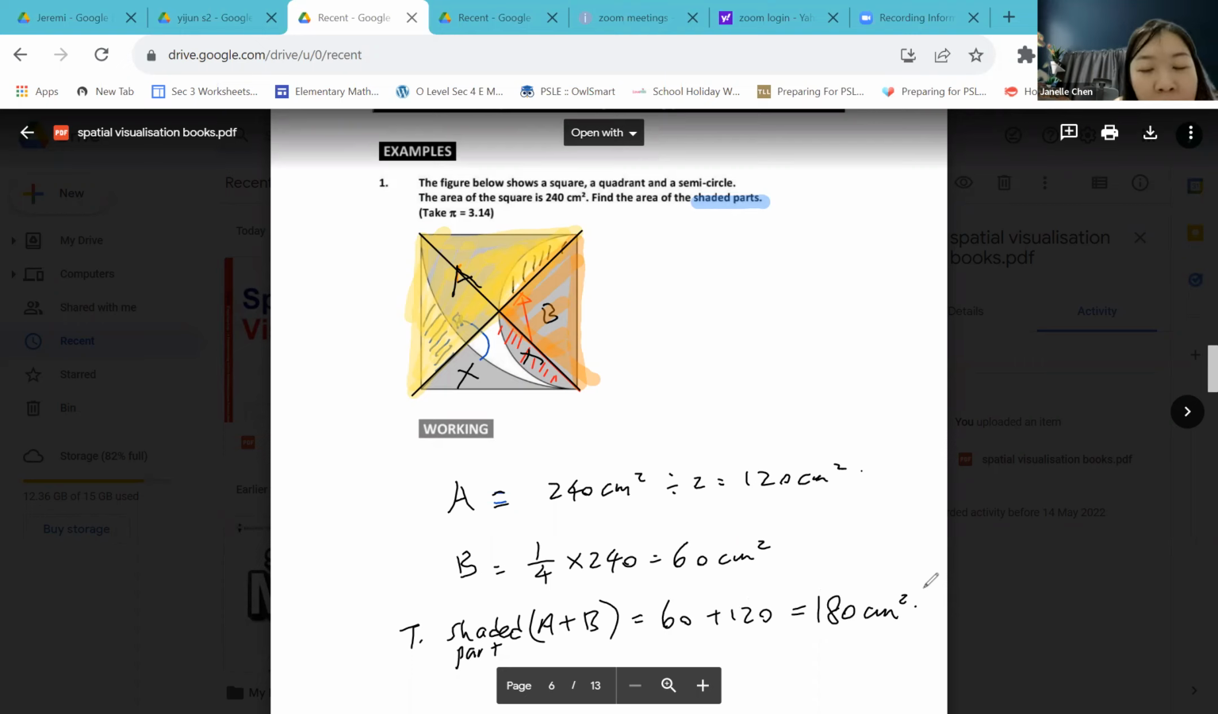Another reason I don't encourage you to straight away jump into 3/4 times 240 is because you might make a mistake and you might not get working marks, because the teacher wants to know how you actually visualize the thing also.